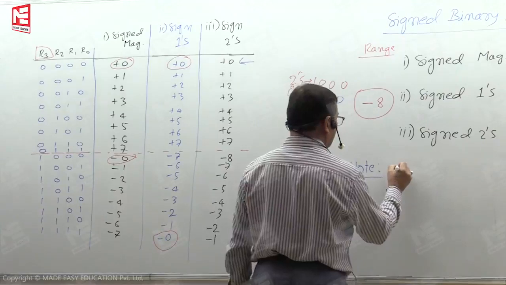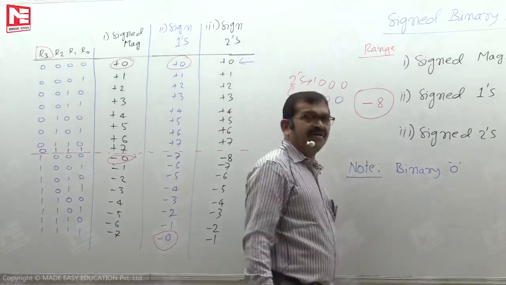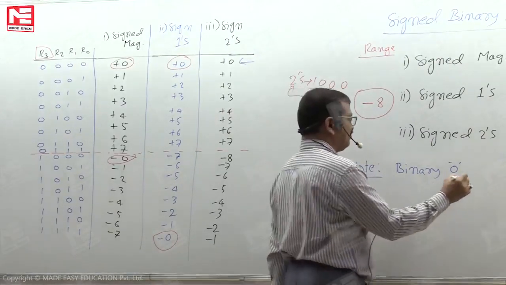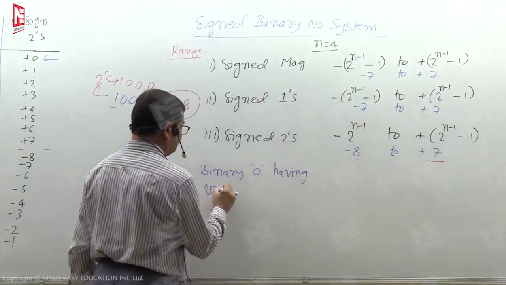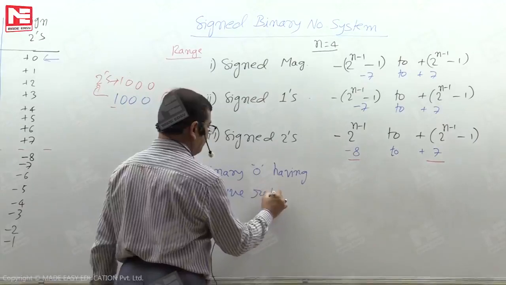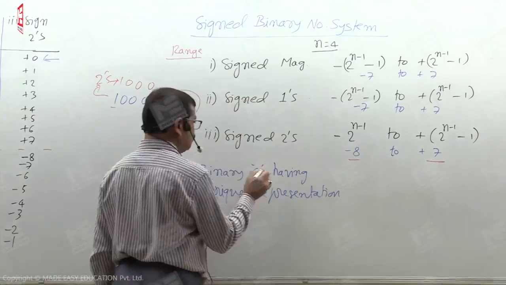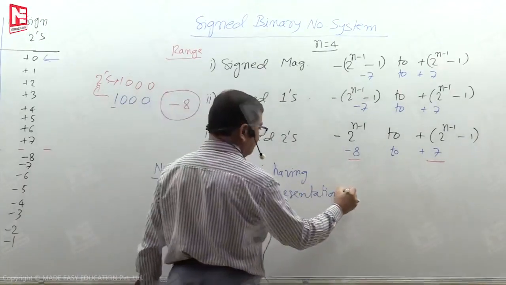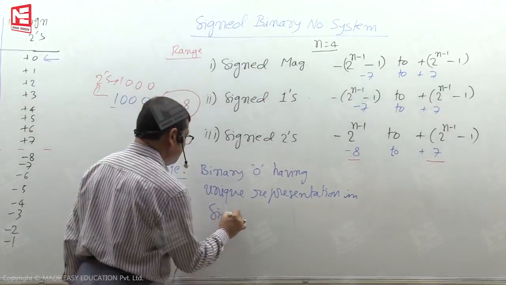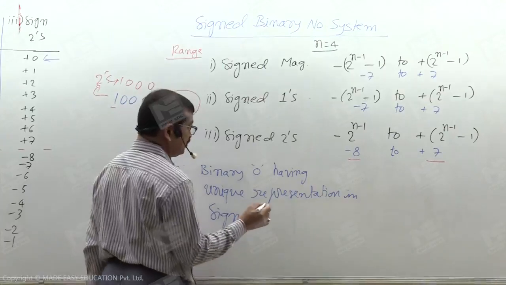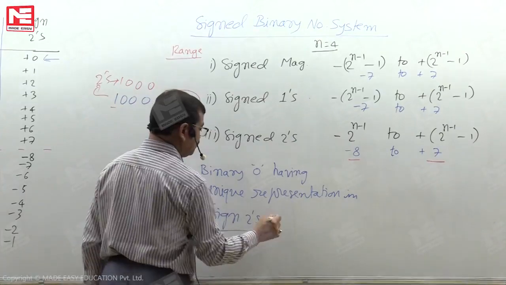Binary 0 has a unique representation in sign 2's complement notation.